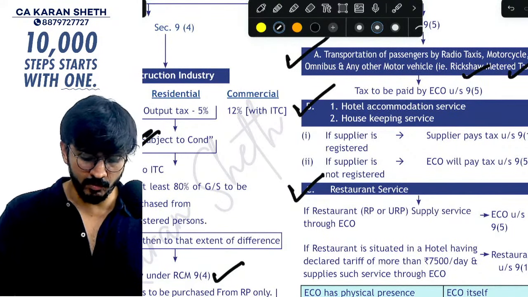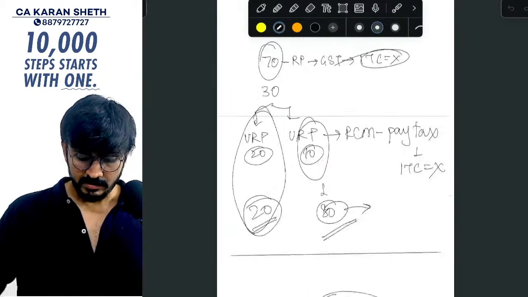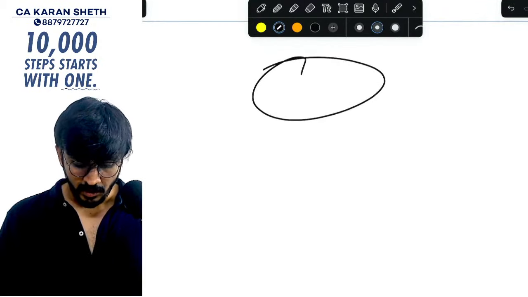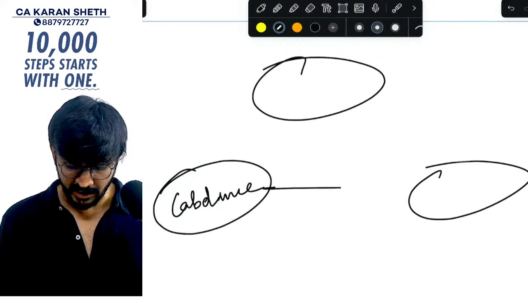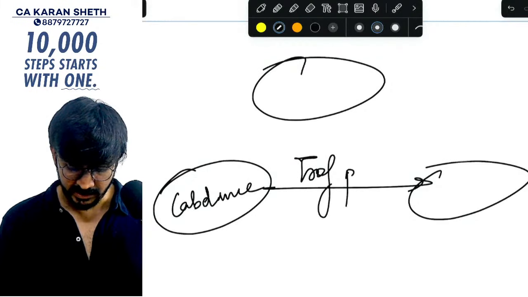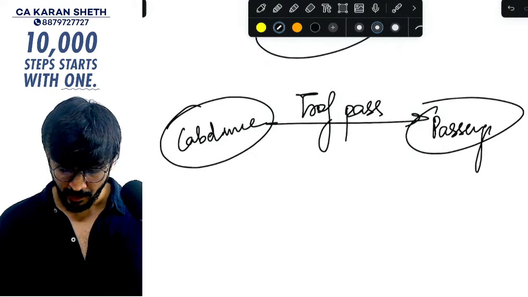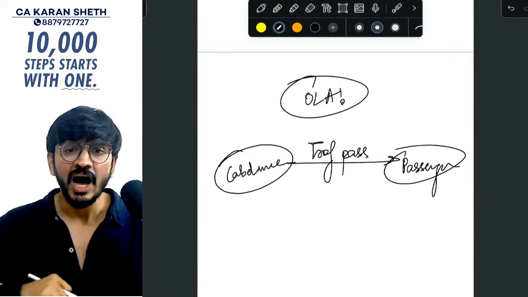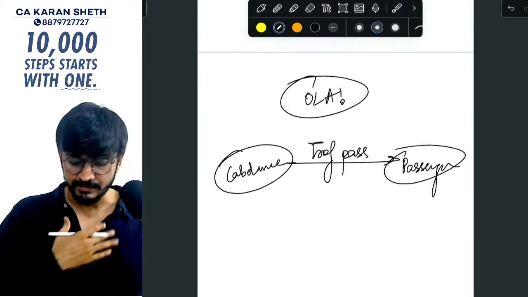Now, transportation of passenger service. Understand, there are 3 people involved. Who are they? Very simple. One is the cab driver, who will give us the transportation of passenger service. The other is the passenger. And last is Ola. Now tell me, my dear friends, very simple.